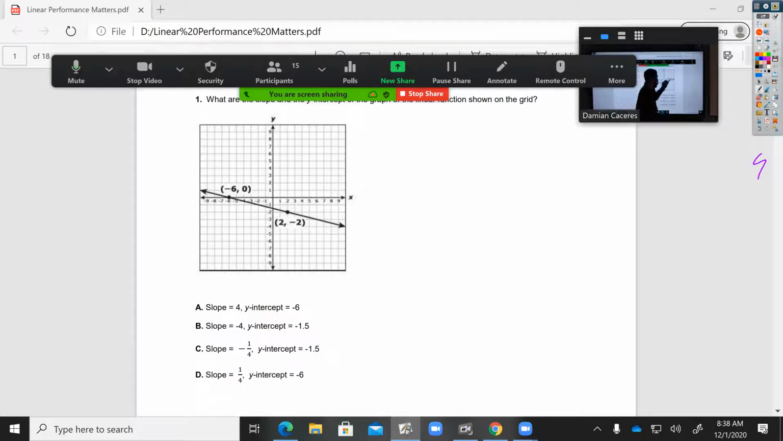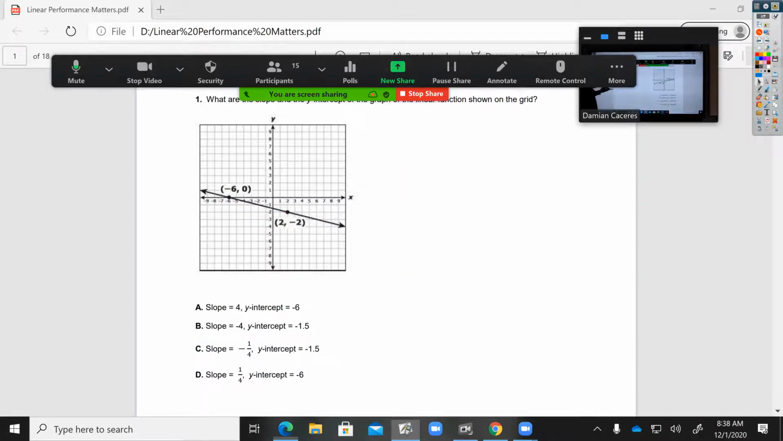Make sure we include this. You mark 2 points. Down 2 would be -2, and right 8 would be +8. -2 over 8 can be simplified to -1 over 4, so the answer has to be C.